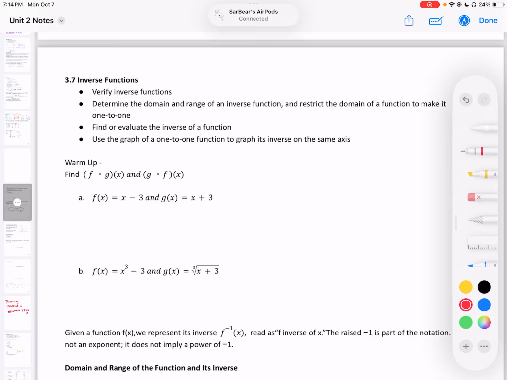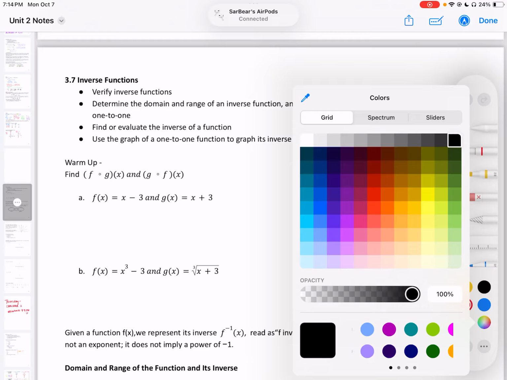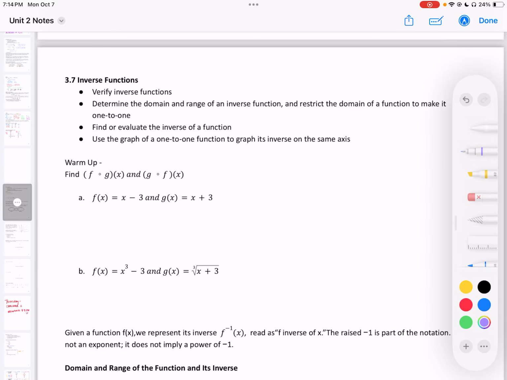Hi folks, in this video we are going to cover section 3.7, inverse functions. Let's start with our warm-up.